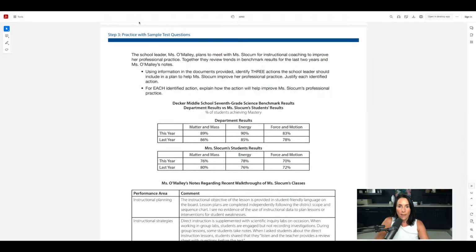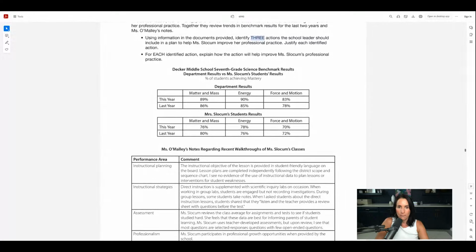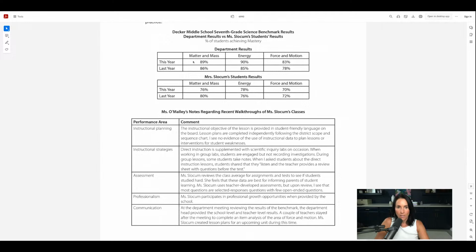First, let's have a look at what is going on in the task, okay? So we need to find 3 actions we're going to take with this teacher, and we're going to say why we're taking them and why it will help her, all right? Let's have a look at this data here. We have this year and last year right here, and then this is a science department. So we have matter and mass, energy and force and motion. So here are the department results. Not bad. In the 80s and 90%, that's a pretty good department result. So the department's doing good.